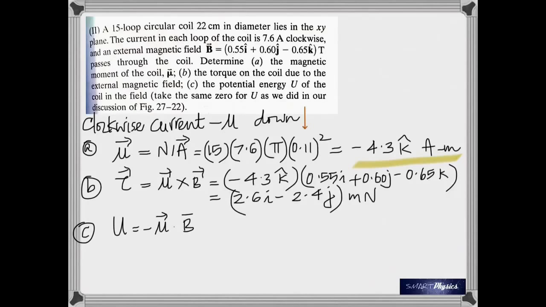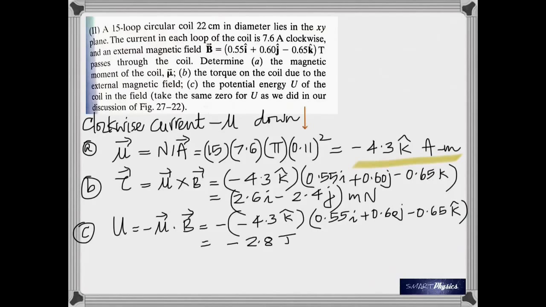So remember the rules. And the C part, potential energy, is the dot product of the magnetic moment and the magnetic field. Now it's a dot product. When you take the dot product, you remember that you only take K and K because everything else becomes 0. So you take 4.3 times 0.65, the two K values, and it's a scalar, so you get negative 2.8 joules.